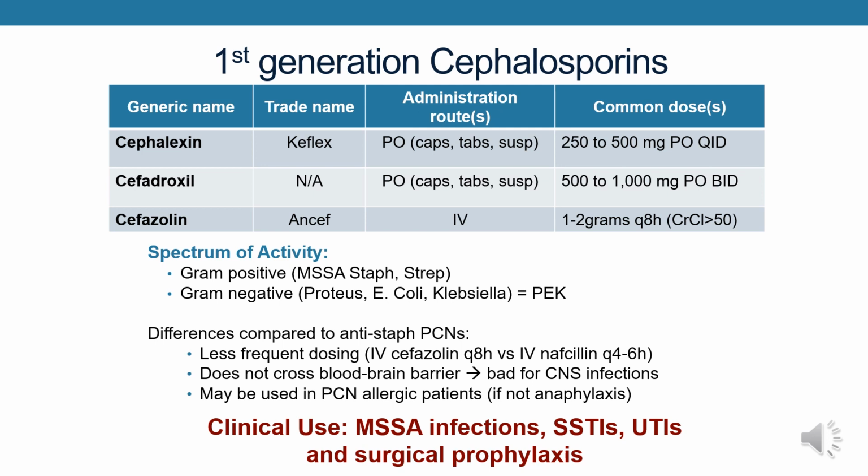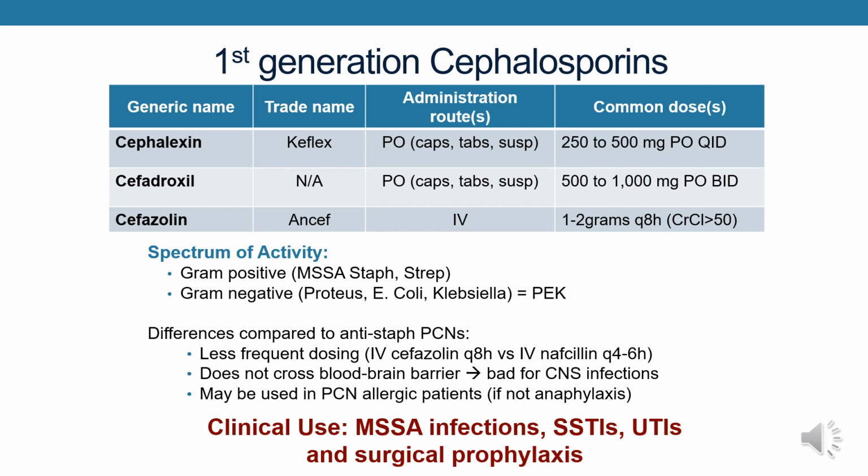The first generation cephalosporins to remember are cephalexin, cefadroxil, and cefazolin. Cephalexin and cefadroxil are oral agents, whereas cefazolin is only IV. The spectrum of activity is most known and most used for its MSSA coverage, but it also covers strep and some gram-negative bacteria like Proteus, E. coli, and Klebsiella. It's important to note that none of the cephalosporins cover Enterococcus, so they really shouldn't be used if that's suspected.